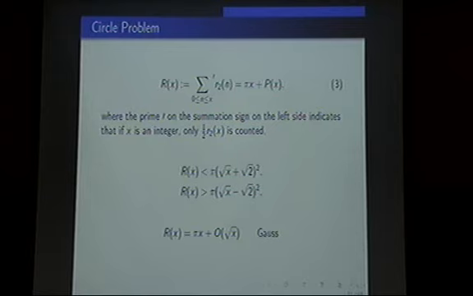The first person to look at this problem was Gauss. All of these squares are certainly contained within a circle of radius square root x plus square root 2. So pi times (square root x plus square root 2) squared would be an upper bound for R of x. But also, a circle of radius square root x minus square root 2 will be entirely covered red in my previous picture. So pi times (square root x minus square root 2) squared will be a lower bound for this summatory function R of x. From these inequalities, you see that R of x is pi x plus big O of square root of x as x tends to infinity. So that's the first estimate that we have for P of x.